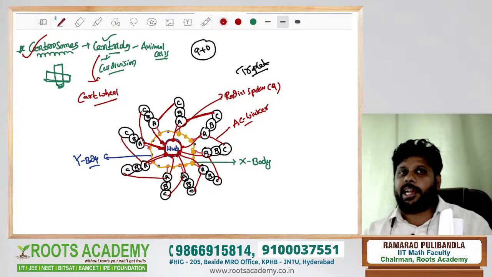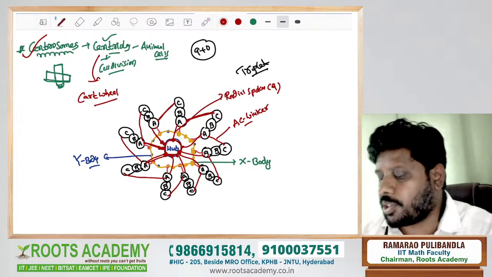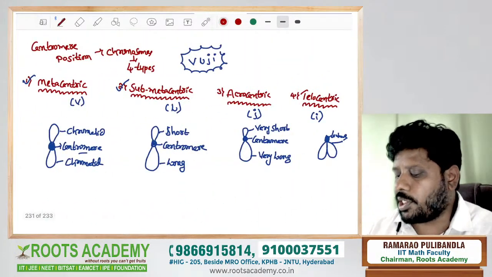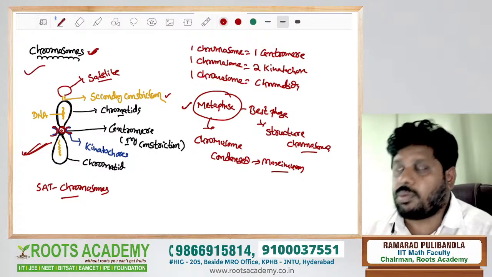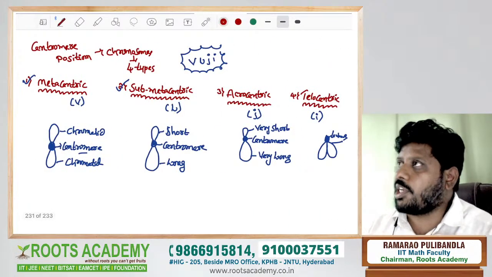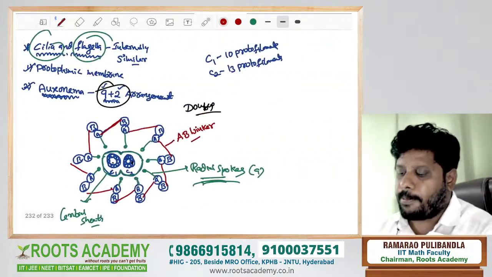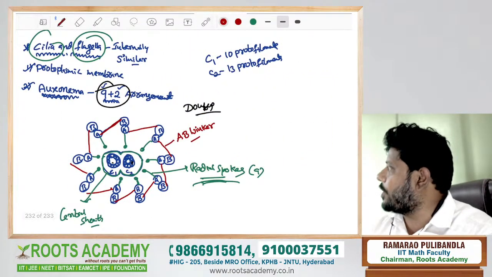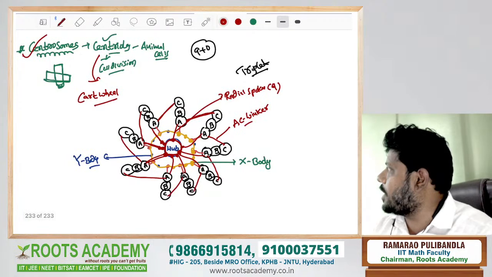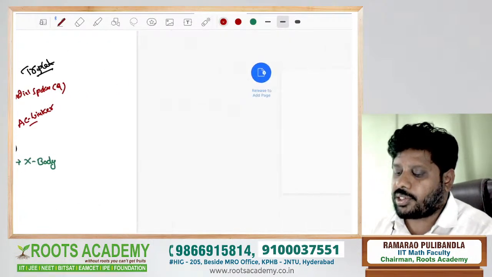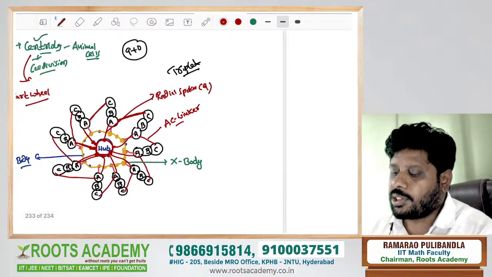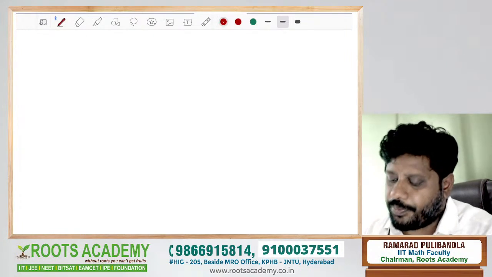So this is the centrosome, as we are saying. So this is the structure of chromosome. This is the types of chromosome on the basis of centromere position. This is the internal structure of cilia and flagella. This is the internal structure of centrosome or centriole.